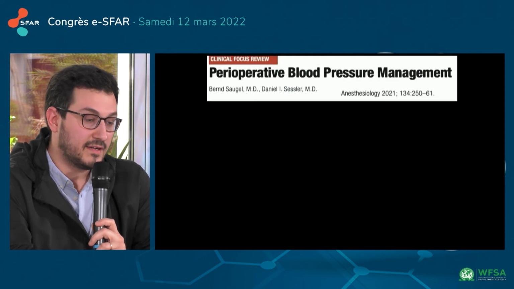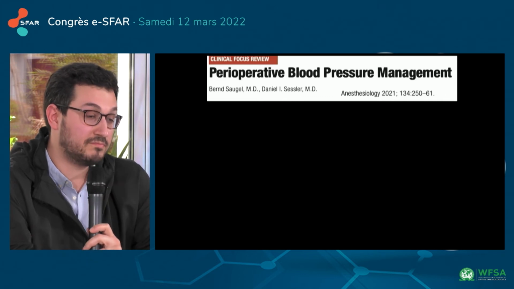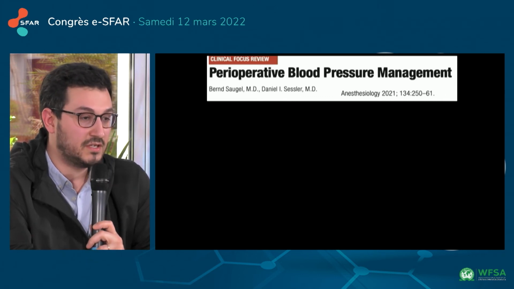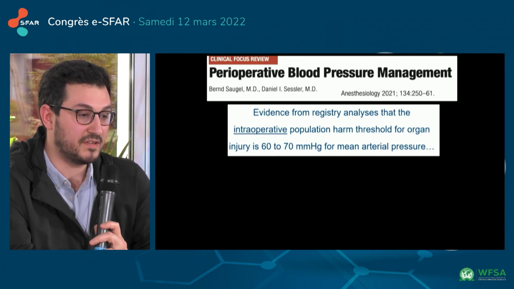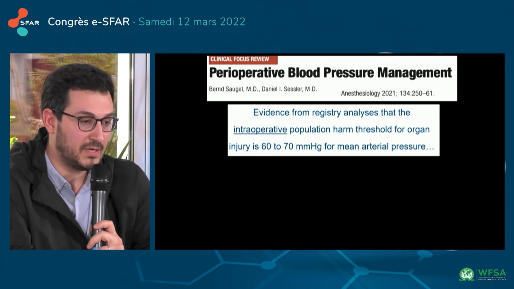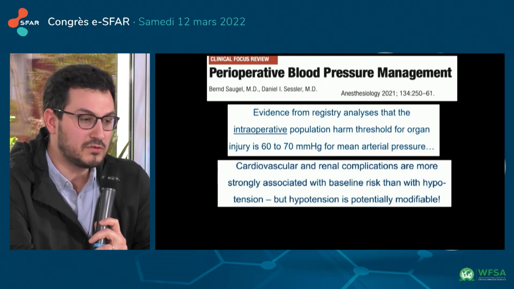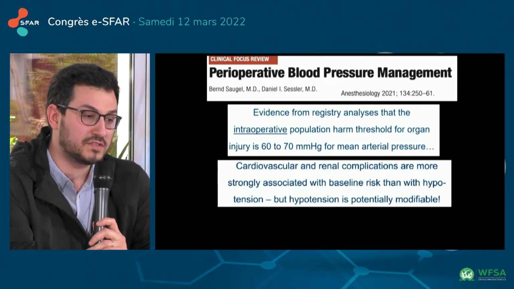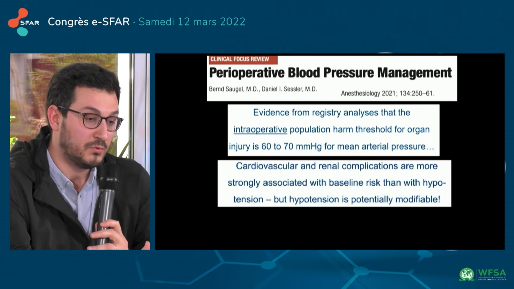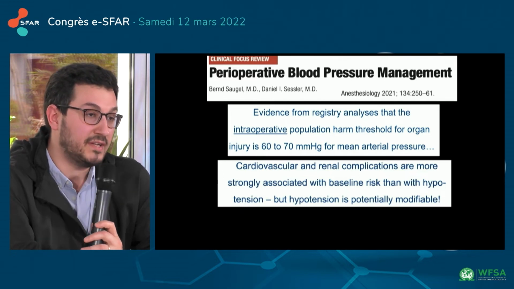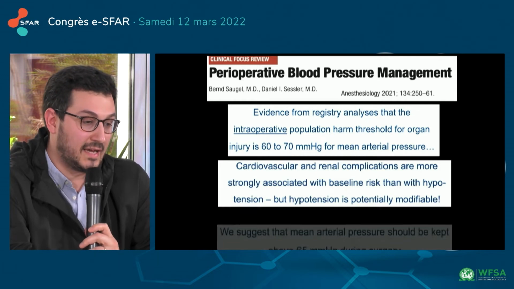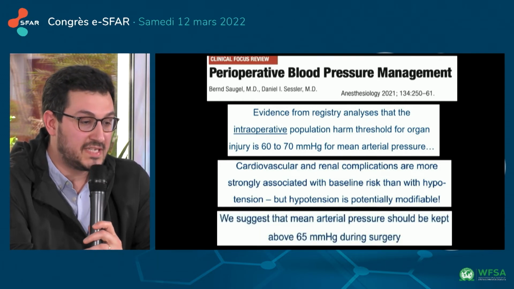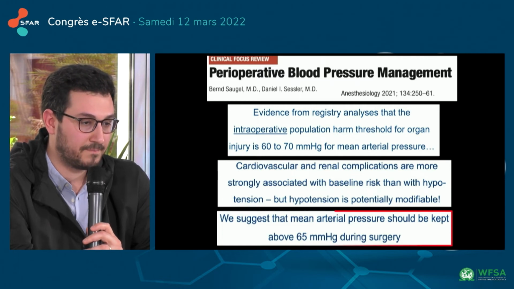Here in this, we can say key opinion leader paper, the author said, okay, we have evidence that there is injury when mean arterial pressure is below 60 to 70, that cardiovascular and renal complications, of course, are associated with baseline risk factors, but hypertension is, of course, something that we can act on. And finally, they recommend to keep mean arterial pressure above 65 during surgery.